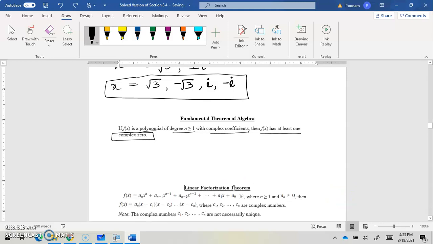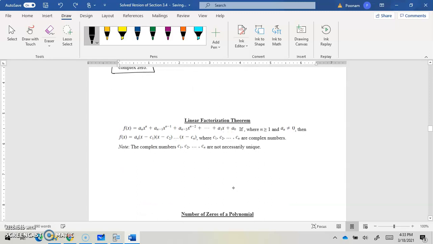Then we have the linear factorization theorem that states that if f of x is a polynomial which looks like this and the degree of the function is more than or equal to 1 and the leading coefficient is non-zero, then it can be written as a_n, which is the leading coefficient here, times x minus c1 times x minus c2 and so on up to x minus cn, where c1, c2, cn are complex numbers. They will be zeros of the function.